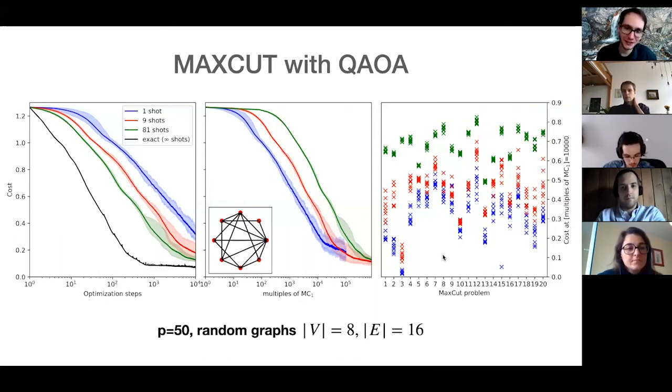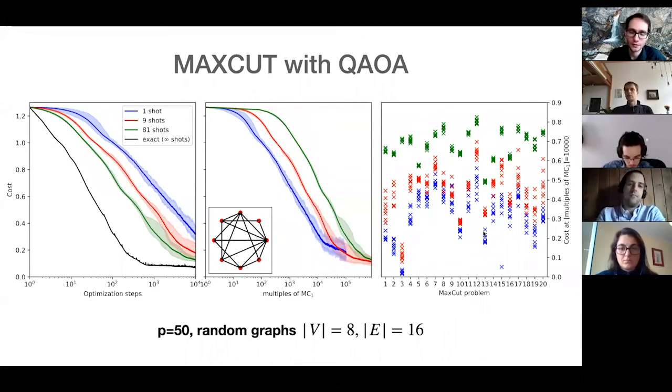Sorry, I didn't get why there are multiple points with the same colors on this graph. Because these are several runs. Each of these columns is one problem, like one max cut problem, like this one. And then the points in the column correspond to several runs, because it's a stochastic algorithm. Of course. Yeah, I get it.